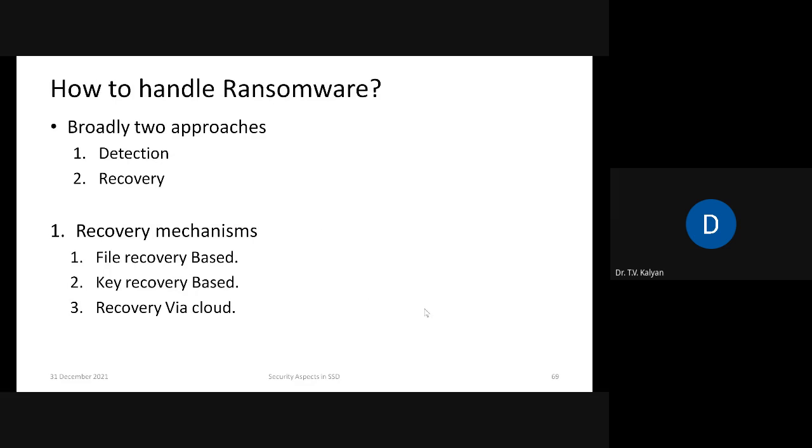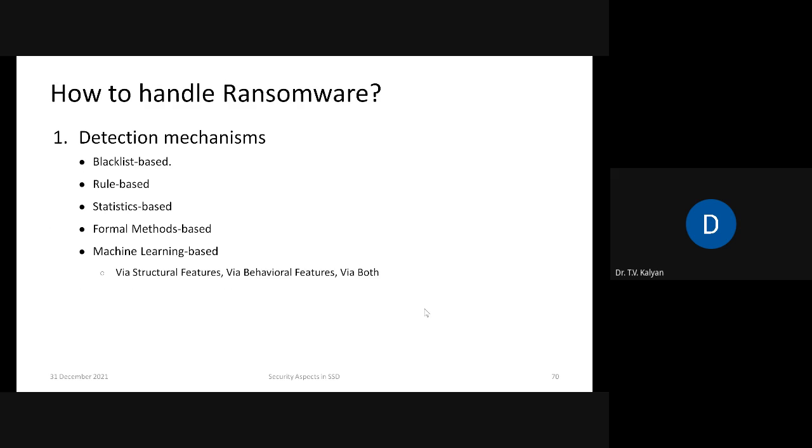Right. So typically, there are two broad approaches to handling ransomware. One is detecting the ransomware as early as possible. And the second one is trying to recover the data after the ransomware attack has happened. So the recovery mechanisms, just for completeness, I have mentioned that it can be at the file level, or maybe trying to recover the encryption key itself, or maybe recovery via some cloud services, etc.